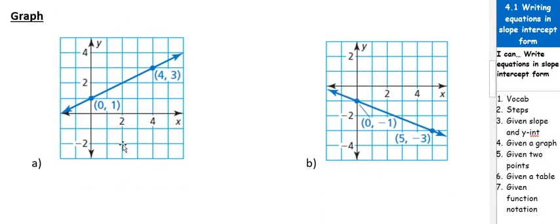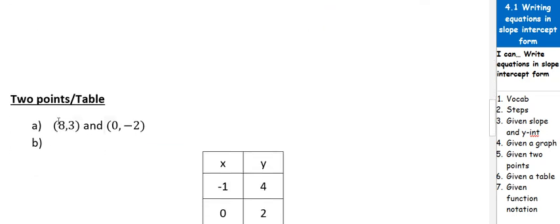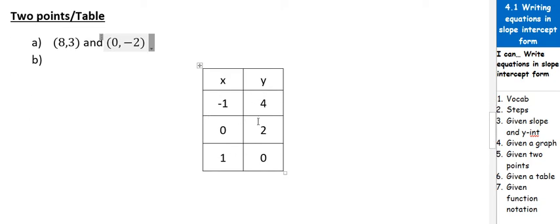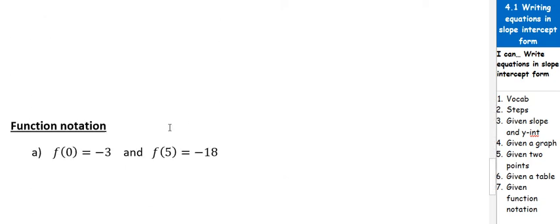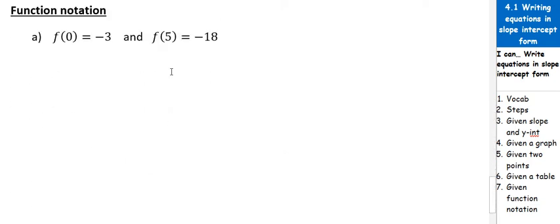And then we're going to say, well, what if we're given a graph? How do I write my equation in slope-intercept form? Then we're going to say, well, what if we're just given 2 points? How do I graph it? And then we're going to say, well, what if I'm given a whole table? How do I write that equation? And then lastly, we're going to talk about function notation.